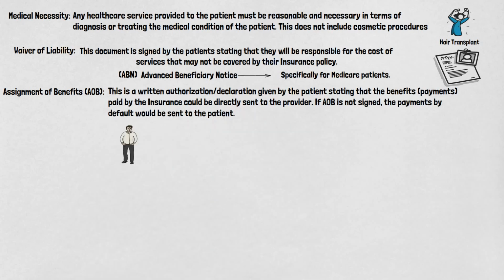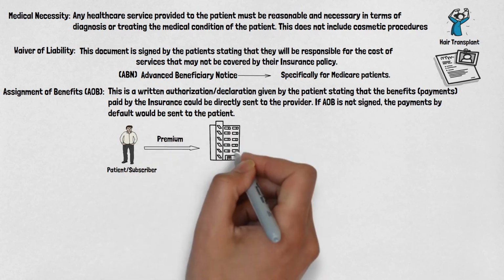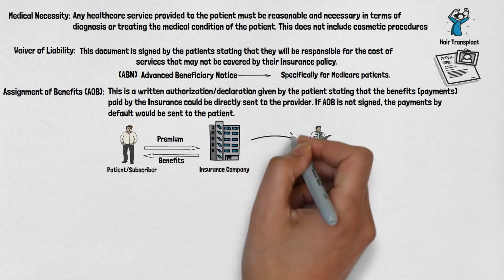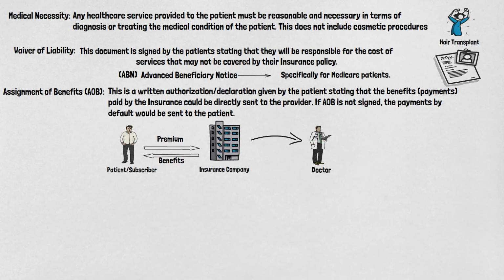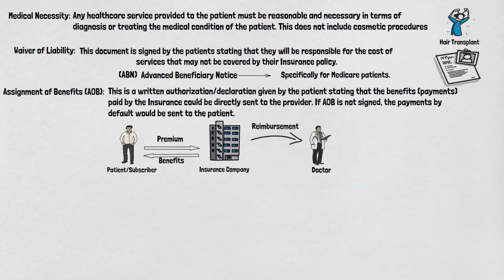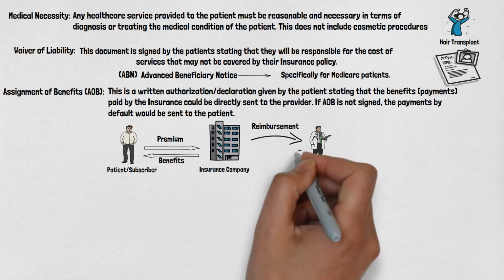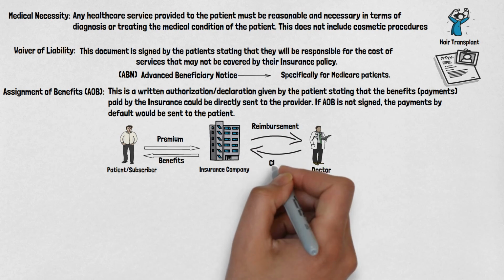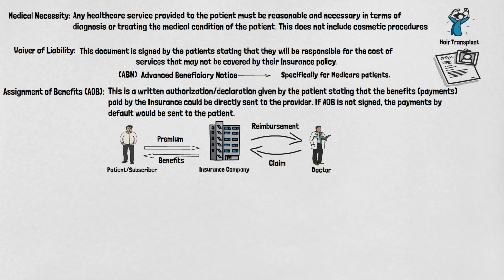Here the insured or subscriber is paying premium to the insurance company and the insurance company is providing benefits to the patient. Now the patient is made to sign the AOB by the insurance company so that they can transfer the patient benefits directly to the doctor in the form of reimbursement. And the doctor's office makes the patient sign the AOB so that they can seek payment directly from the patient's insurance company. So basically the patient is assigning his benefits to the provider.